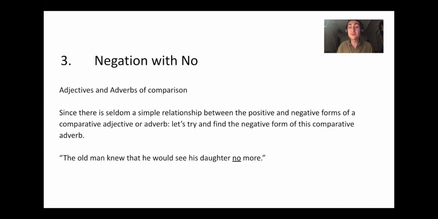Since there is seldom a simple relationship between positive and negative forms of a comparative adjective or adverb, let's try and find the negative form of this comparative adverb. The old man knew he would see his daughter no more. What would be the positive, I should say? The old man knew that he would still see his daughter. Similar to the example we had on the previous slide, the word still becomes a comparison. If it was simply the old man knew he would see his daughter, it's not really the positive of this negative statement that we've just seen on this page.